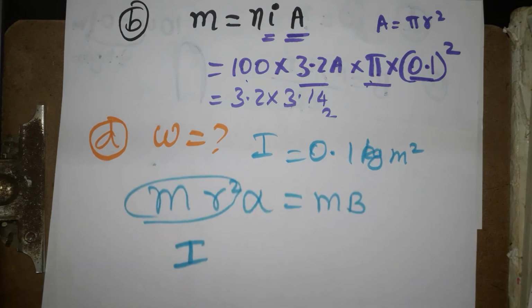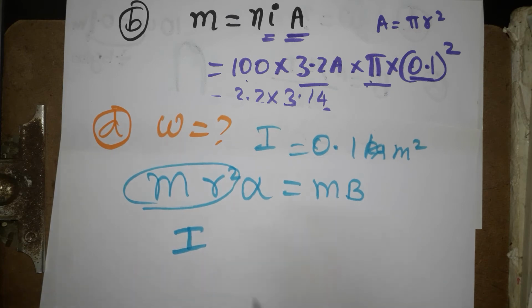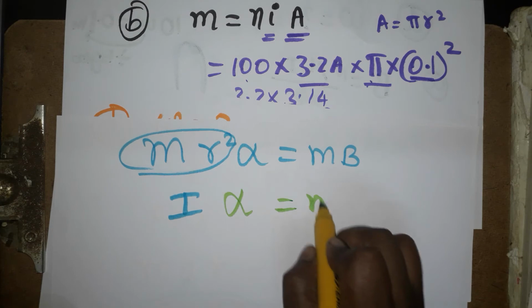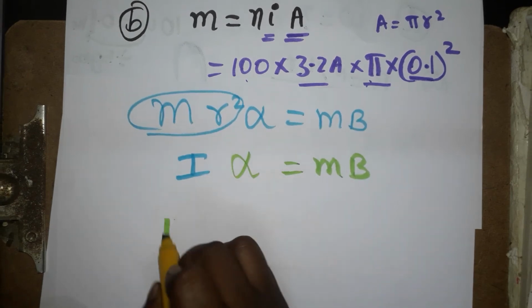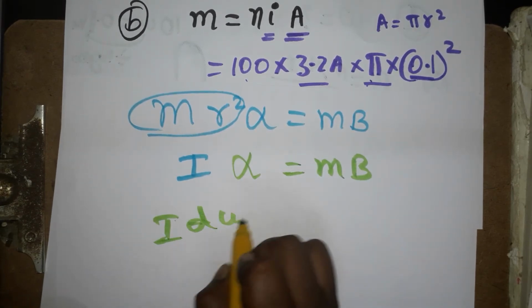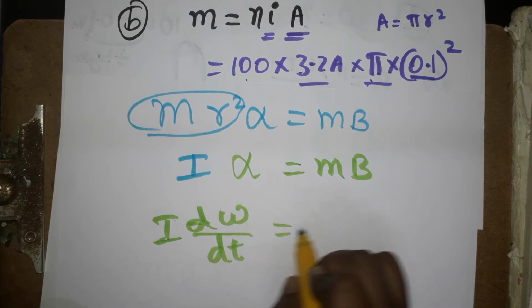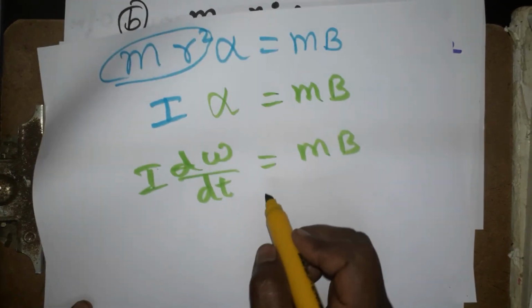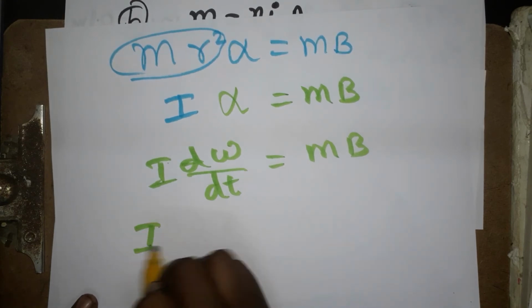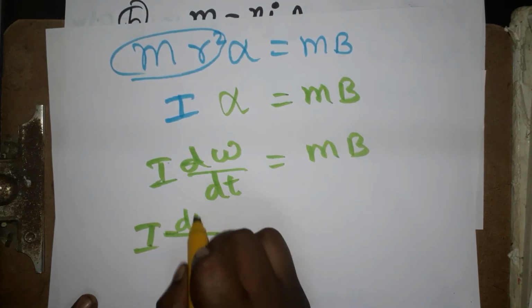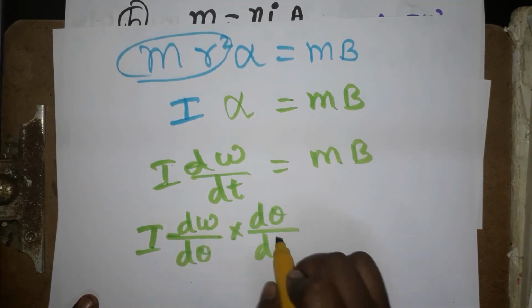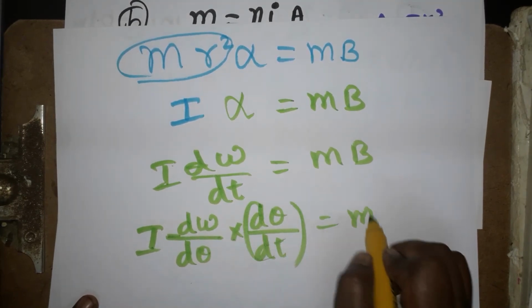So I relate with the same formula with the inertia. Inertia I times alpha is equal to mB. What about alpha? I can take alpha as d omega by dt, so I d omega by dt is equal to mB. The same formula: alpha is equal to angular velocity divided by time. What about angular velocity? This equation I am going to make as I d omega by d theta into d theta divided by dt is equal to mB.